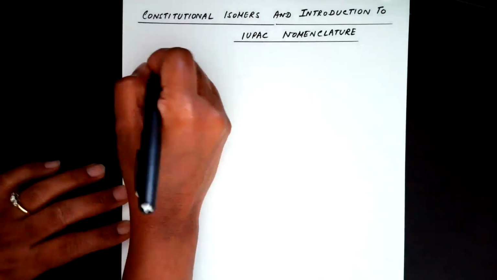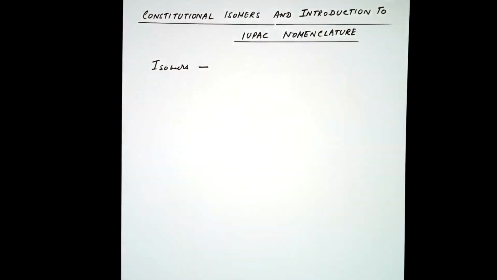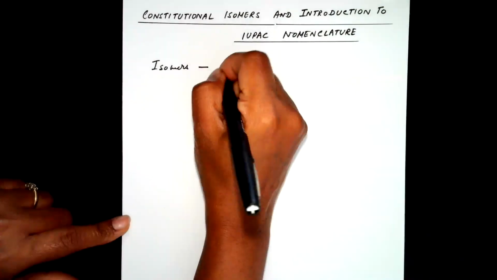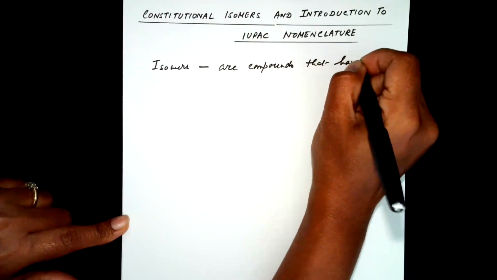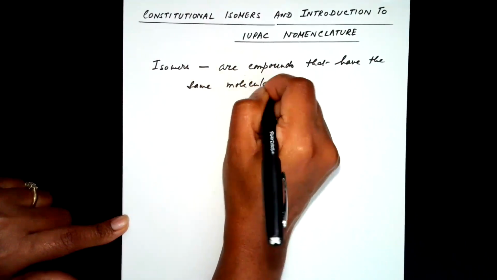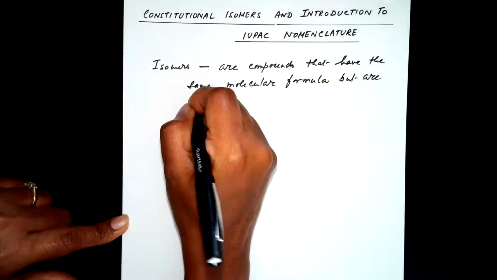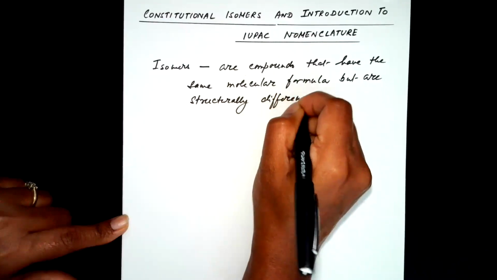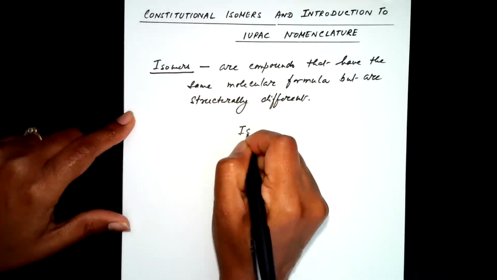Let's start with isomers. So isomers are compounds that have the same molecular formula but are structurally different. That's what isomers are.